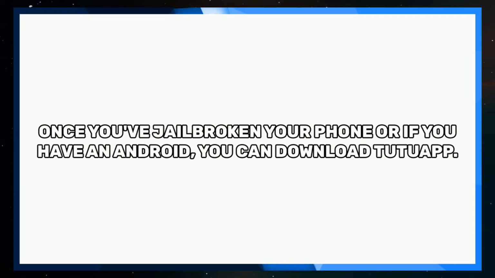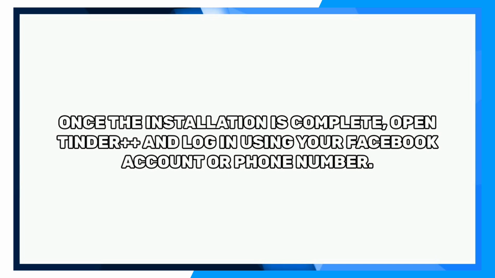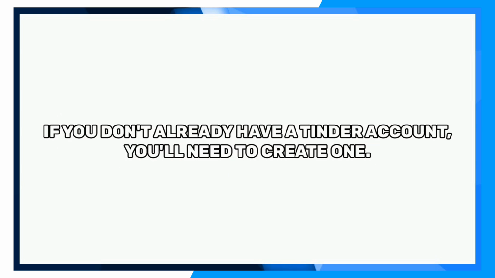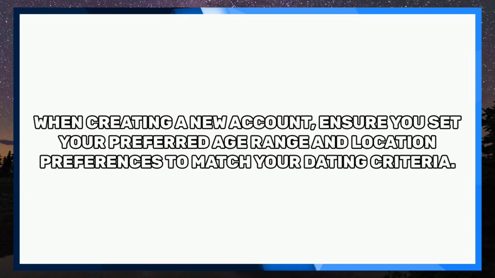Once you've jailbroken your phone, or if you have an Android, you can download TuTuApp. After downloading and installing TuTuApp, open it and search for Tinder. Tap the download button to install it on your device. Once the installation is complete, open Tinder and log in using your Facebook account or phone number. If you don't already have a Tinder account, you'll need to create one.